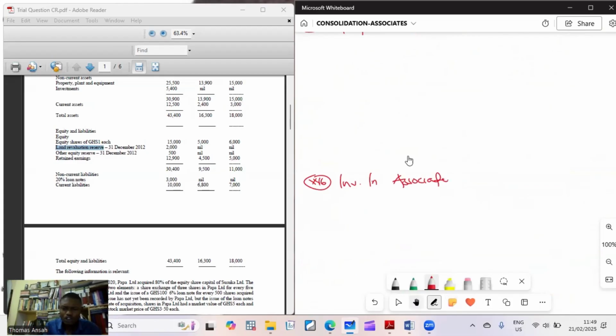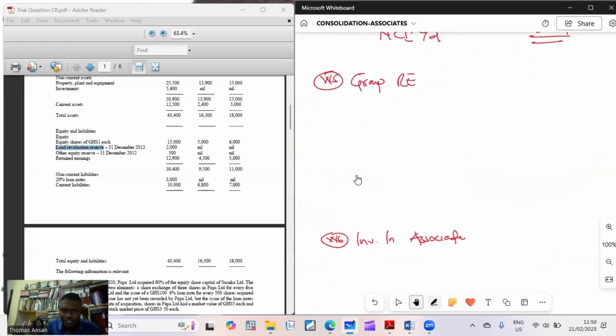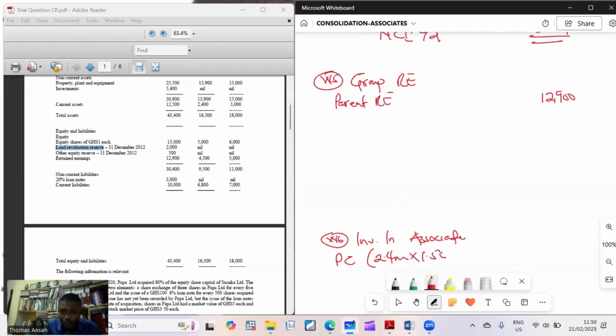All right. So when you put the parent retained earnings here, you come and put here purchase consideration. So what was the parent retained earnings? That is 12,900. Then what is the purchase consideration? We had it. It was 2.4 million multiplied by 1.5, and it was 3,600. I remember. And that is what we subtracted from the top.